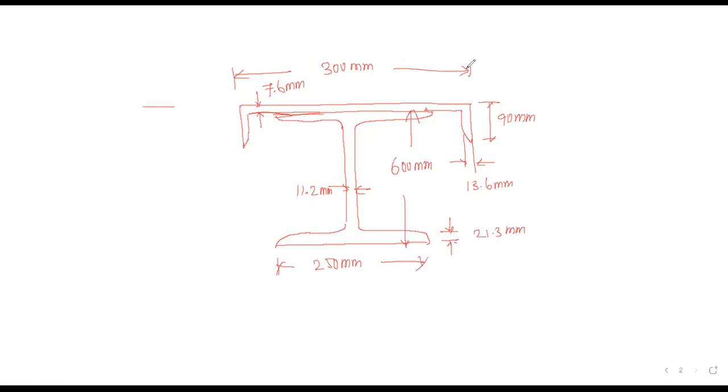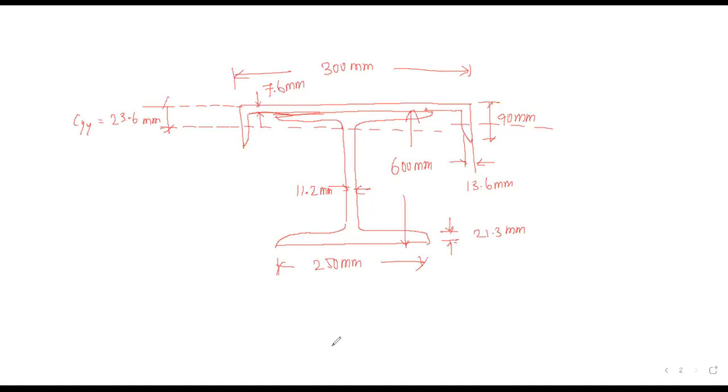Okay, then CYY of the section, okay, which is nothing but the centroid of the section for the channel. Okay, not for everything, only for channel CYY is equal to 23.6 mm. So this is what our sectional properties.